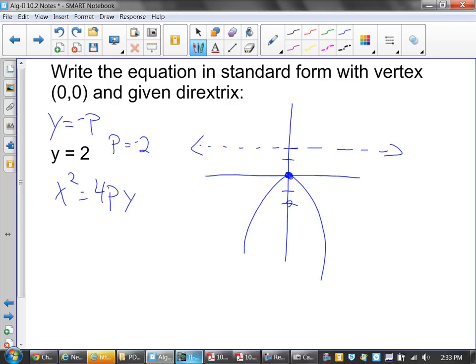Because my focus is here. So if my p value is negative 2, all I have to do now is x squared equals 4 times negative 2 times y, otherwise known as x squared equals negative 8y. And I'm done. Again, I'm going to do a little rough sketch. I do not need to fill in all the blanks for the graph, but if I know where the directrix or the focus is, I know which way my curve is opening, because it's going to open towards the focus. All of these problems will have the vertex placed at the origin. We're not worried about H's and K's yet.